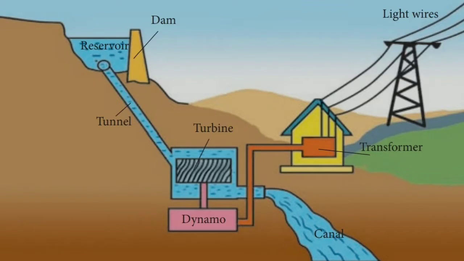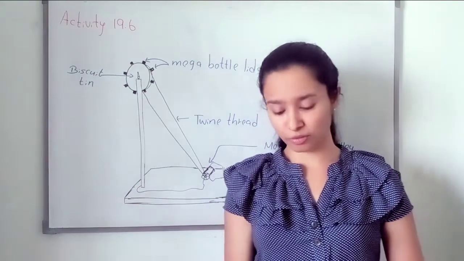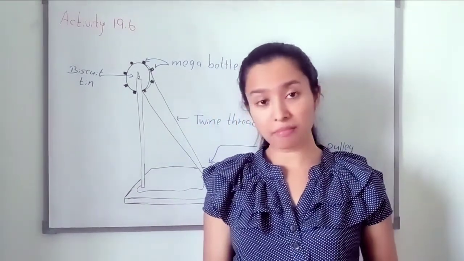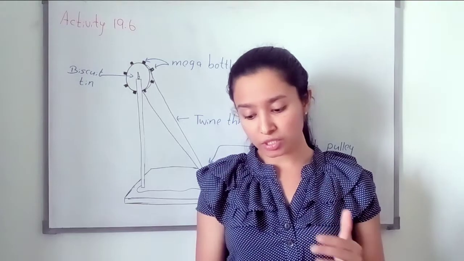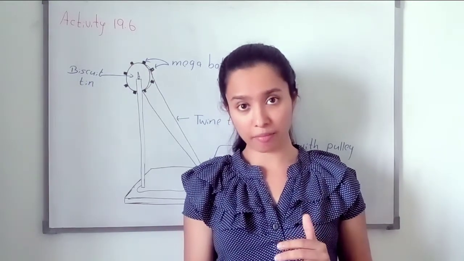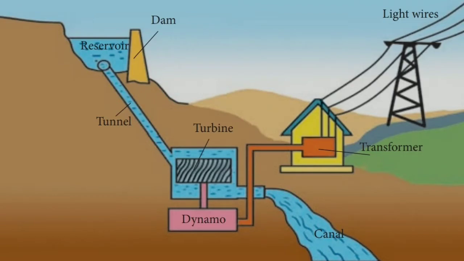Turn to page number 121. There is a picture of a model of a hydropower station. We have discussed these things when you were in grade 6 also. Yes, I think you remember these things. Look at the picture. Here, first a concrete dam is constructed by obstructing the flow of water. Then you can see an artificial reservoir is created here.